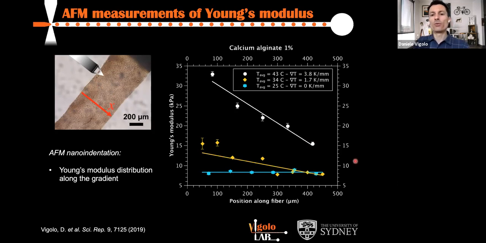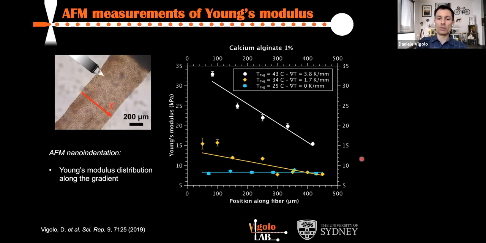Now, again, if you remember the kind of range I was discussing in the beginning, between 1 and 100 kilopascal means we are in the right range of stiffness, but obviously we are not, in this case, close to the bone side of the stiffness. We are probably more around the muscle stiffness in terms of a substrate.